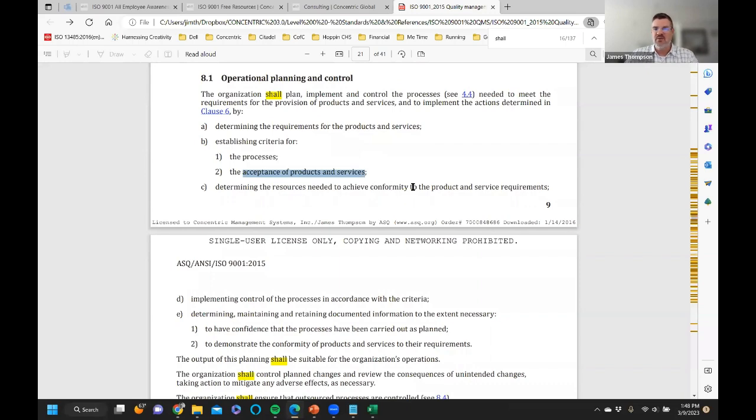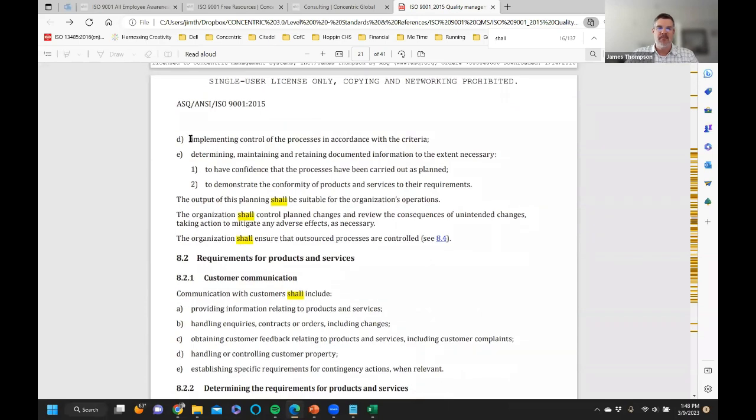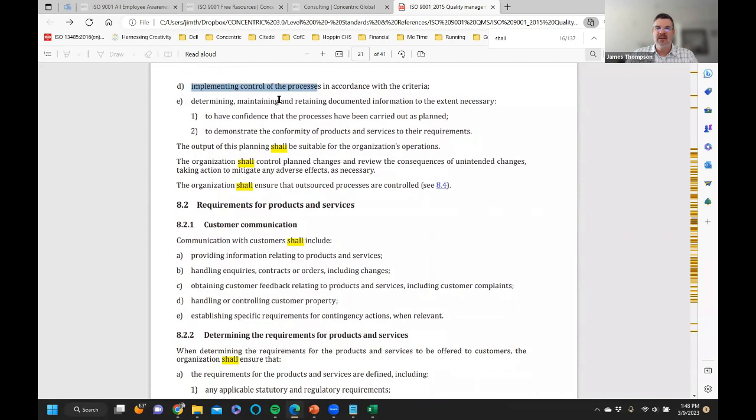Determining the resources needed to achieve conformity of those products and service requirements, implementing controls of processes in accordance with that criteria, determining, maintaining, and retaining, so having documented information both on the normal documentation side and record retention side, to the extent necessary to ensure that you have confidence that the process has been carried out as planned, and to demonstrate conformity of products and services to their requirements.